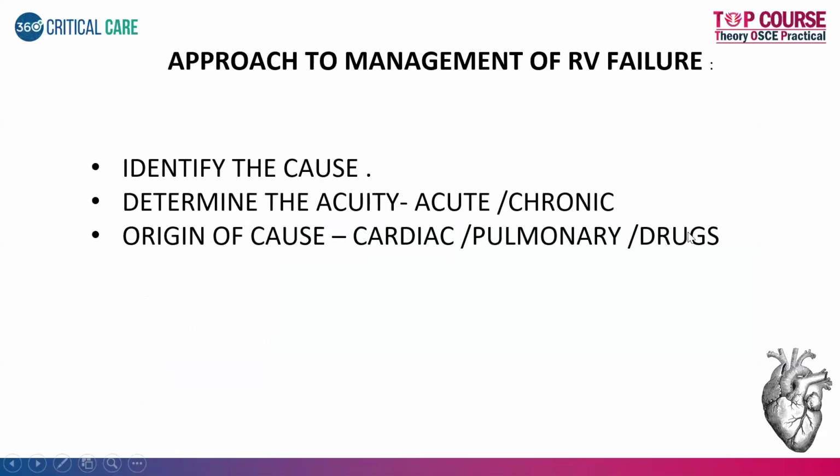Approach to the management of RV failure usually involves identifying the cause, determining the acuity, whether it is acute or chronic, and the origin of the cause, that is whether it is cardiac, pulmonary, or because of drugs. So whenever we approach RV failure, we need to remove all the precipitant factors. Precipitant factors can be acidosis, hypoxia, hypercarbia, drugs, sedatives, and toxins. All of this has to be thought about when we are thinking about RV failure.